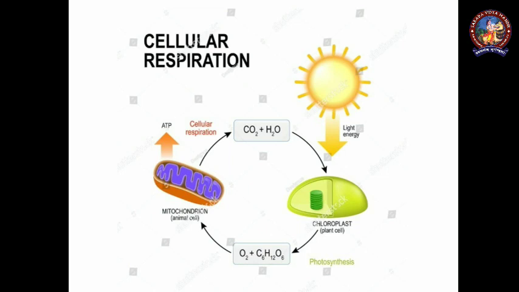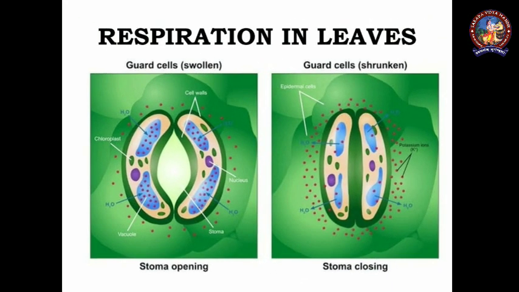In plants, there are two types of respiration. One is dark respiration and the second is photorespiration. The first kind occurs in the presence or absence of light, while the second occurs exclusively in the presence of light. Now, let's understand the mechanism involved during respiration in leaves.